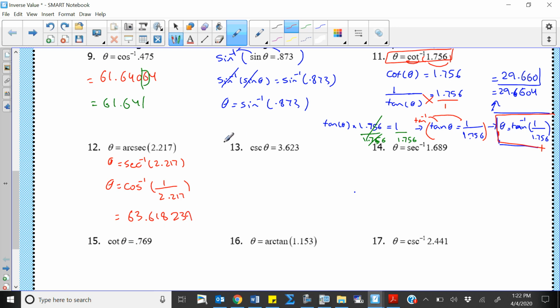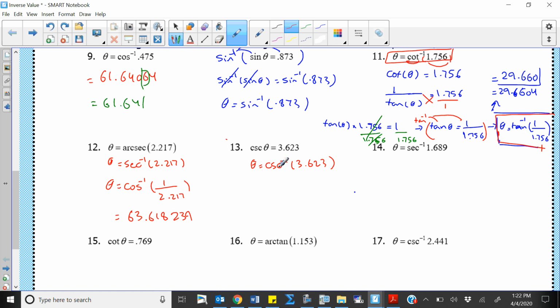Okay, so let's do another example here. Number 13, cosecant of theta equal to this value. So we want to find theta. First of all, I'm going to write it as theta equal to cosecant negative 1 of 3.623. So I changed this to inverse form.